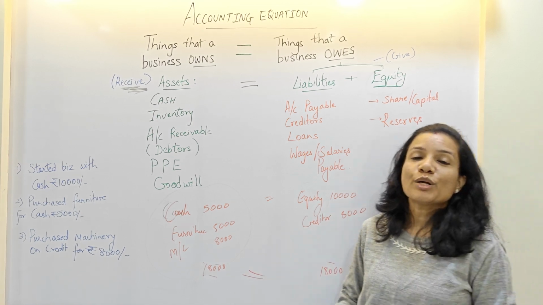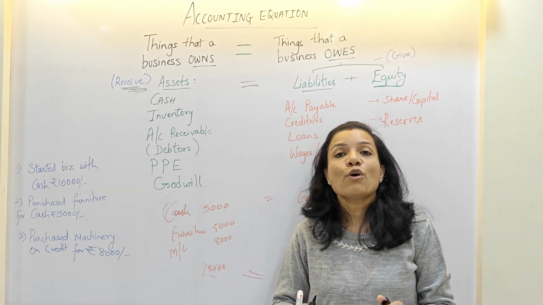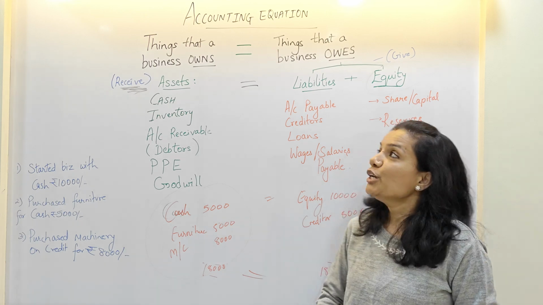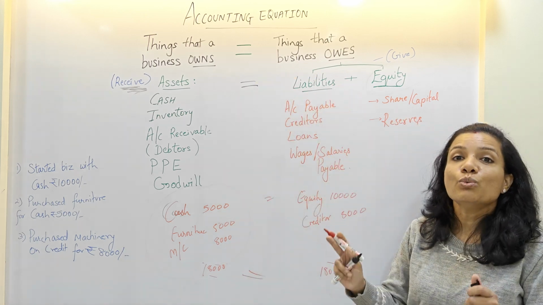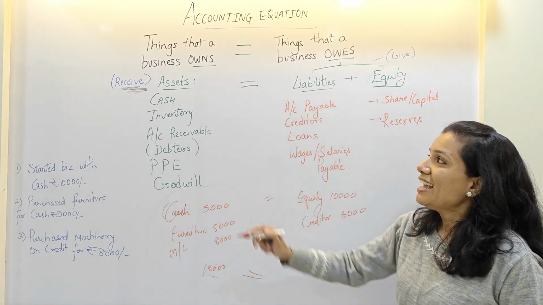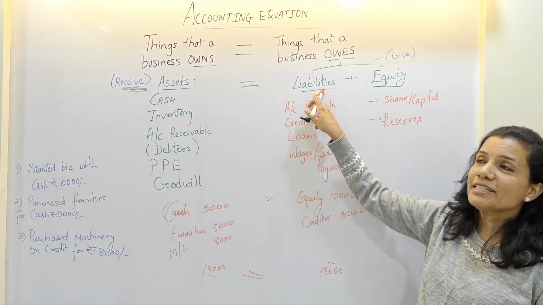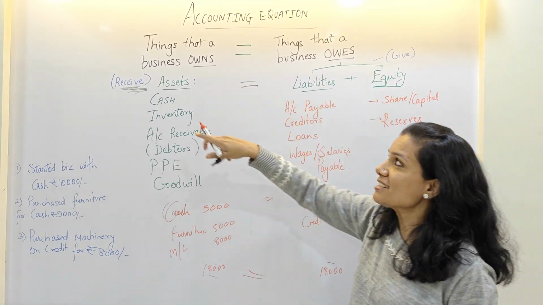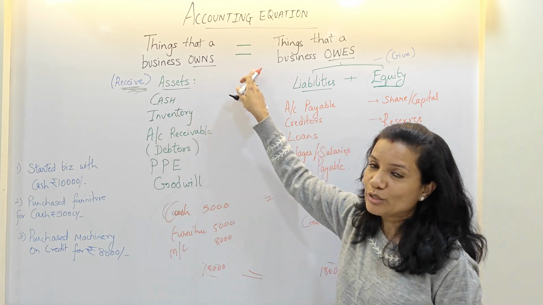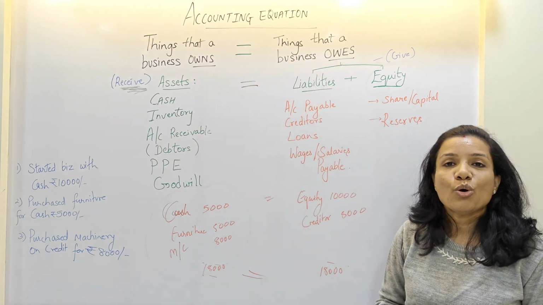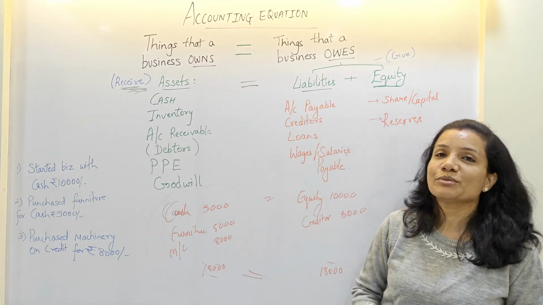Yes, it is. So when you pass the journal entries following the double entry accounting system, your accounting equation will always tally. Assets should always be equal to liabilities plus equity. Things that a business owns should be equal to the things that the business owes. That's all about the accounting equation.